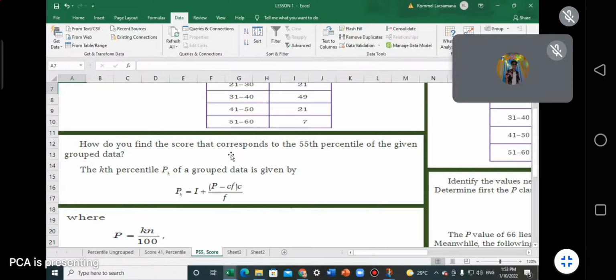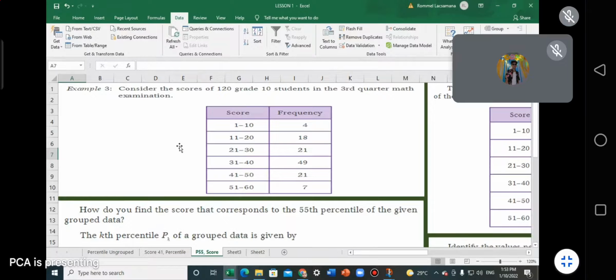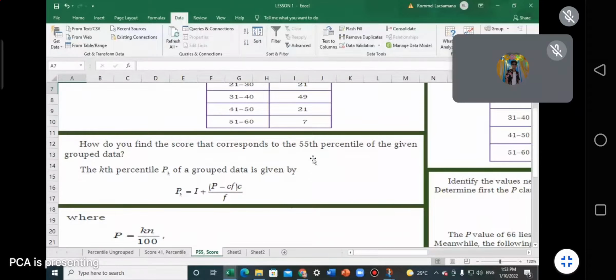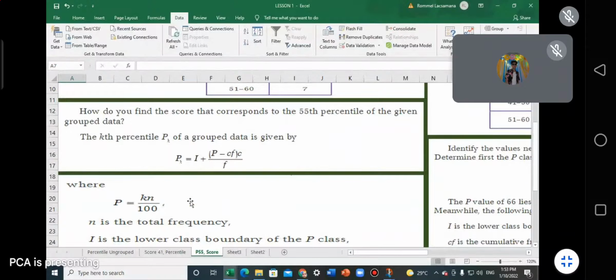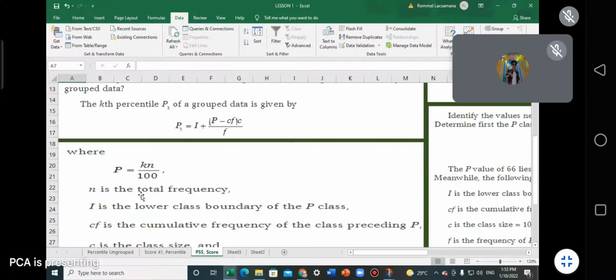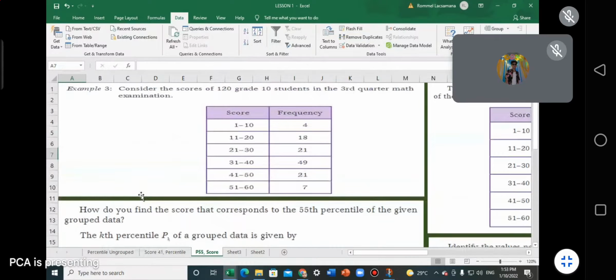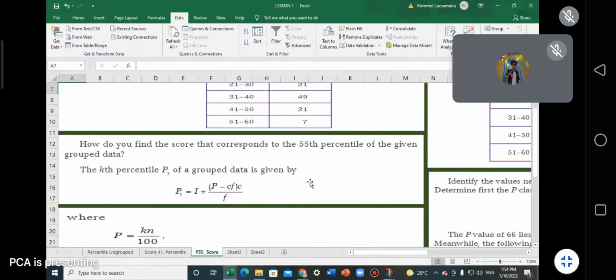How do you find a score that corresponds to the 55th percentile rank of the given group data? So this is the group data. We're looking for this score. It's the 55th percentile rank. So how do you do that? Use this: P is equal to KN over 100. N is the total frequency. When you add these frequencies, it's equal to 120.